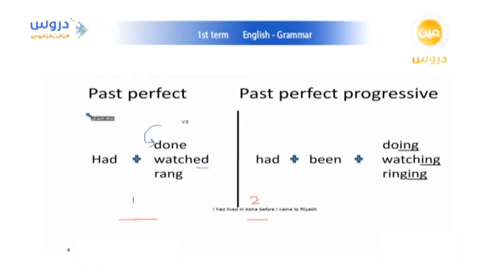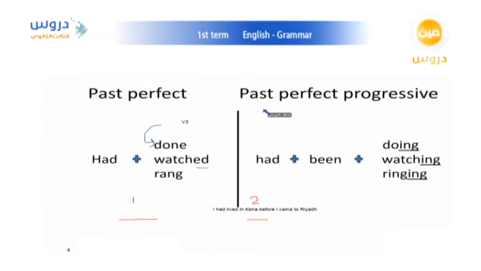So to make a past perfect, you always need had plus the verb 3. Done, watched, rung, spoken, gone: had done, had watched, had spoken, had rung. This is how to form a past perfect. So you always need had plus verb 3.